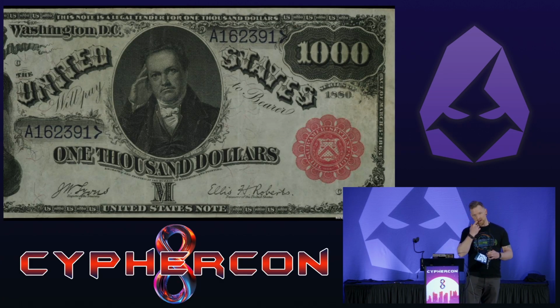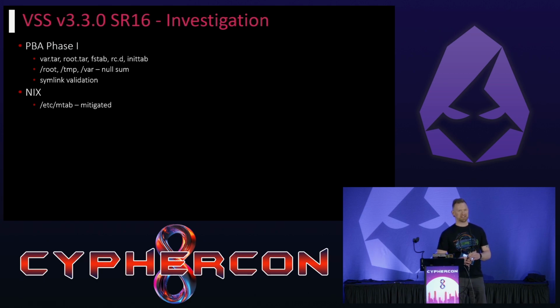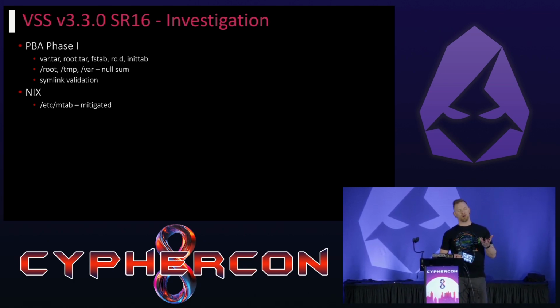In conclusion, this brings us to Service Release 16. In Service Release 16, we have symlink validation and null sum checks. The disk is generally pretty hardened. There's not much of an attack surface there. However, what is really interesting about their integrity validation process is it's all based around the concept of performing sum indexes against the content on the disk.